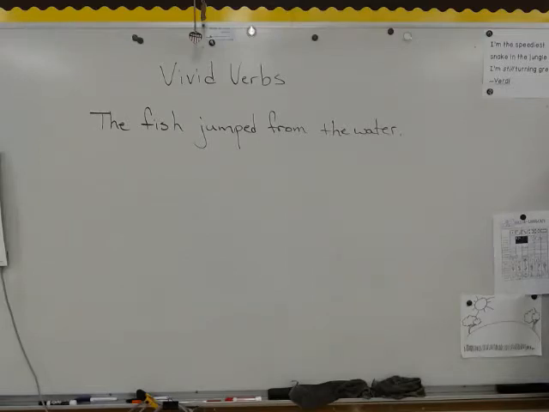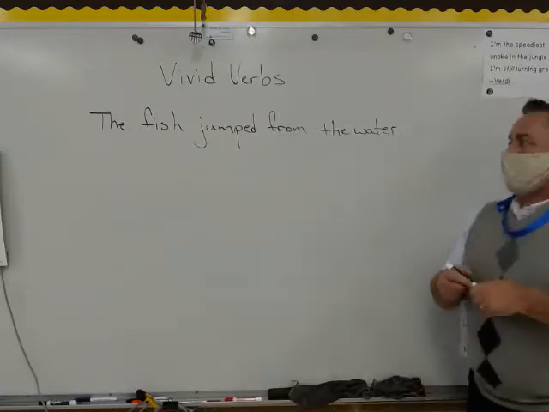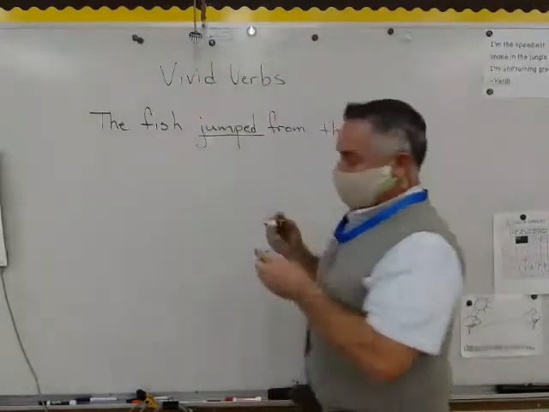It could even be like a whale or a dolphin or something else. But imagine what's happening when it jumps from the water. It doesn't have to be a fish. You can think of other things jumping from the water. Well, first of all, what's my verb in this sentence? What is my verb? Jumped. There you go. That's the thing that's happening, it's jumping.